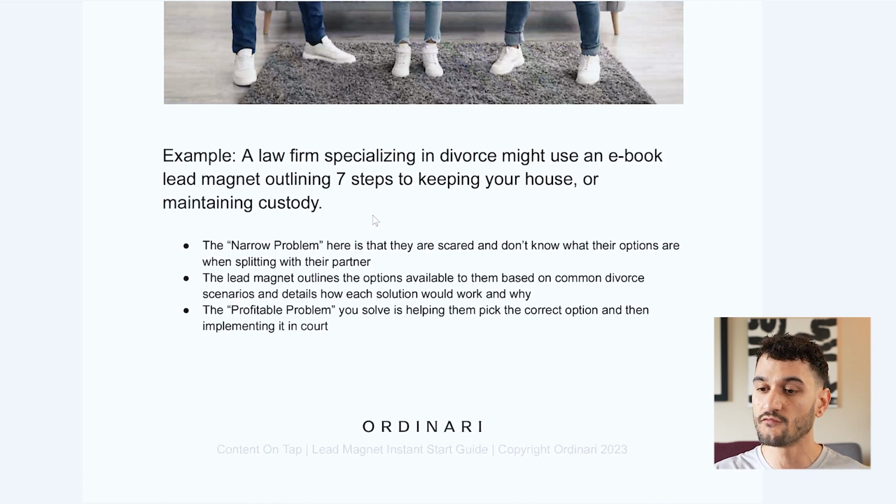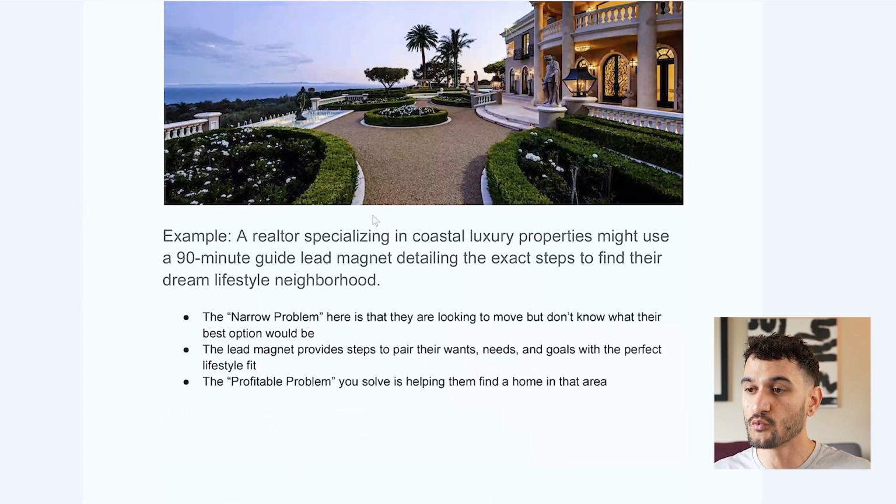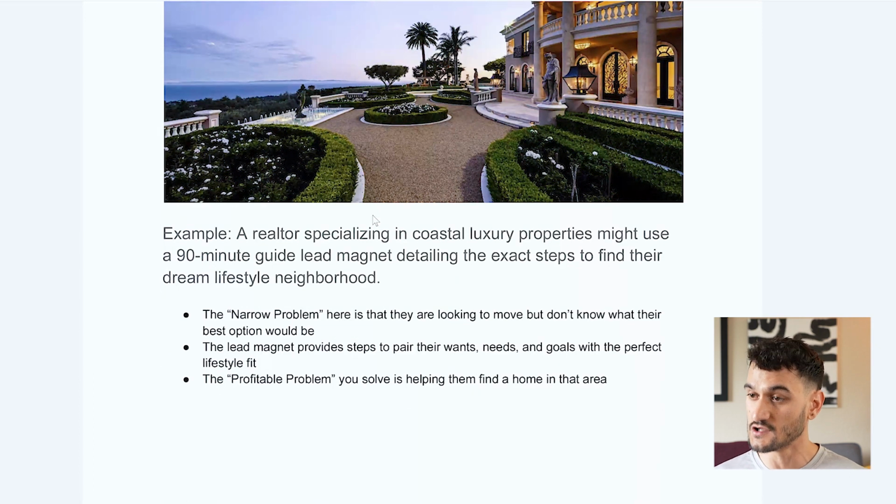Let's look at an example for real estate. An example realtor specializing in coastal luxury properties might use a 90-minute guide lead magnet detailing the exact steps to find their dream lifestyle neighborhood. The narrow problem here is that they're looking to move. They've already made that decision, but they don't know what their best option would be. The lead magnet provides steps to pair their wants, needs, and goals with the perfect lifestyle fit neighborhood-wise. The profitable problem you solve is helping them find a home in that area.